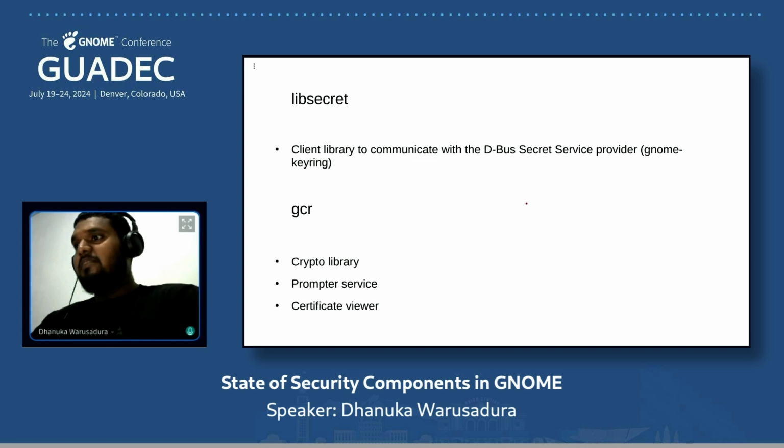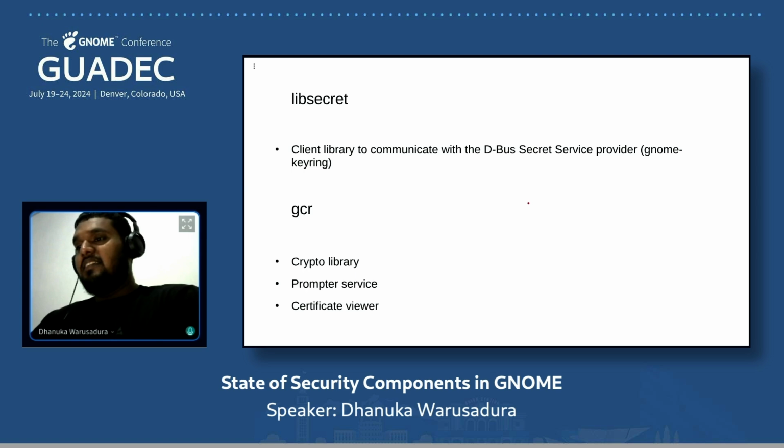Let's introduce you to the libsecret. It is a client library to communicate with the dbus secret service provider. If an application wants to talk to the gnome-keyring, they should use libsecret.